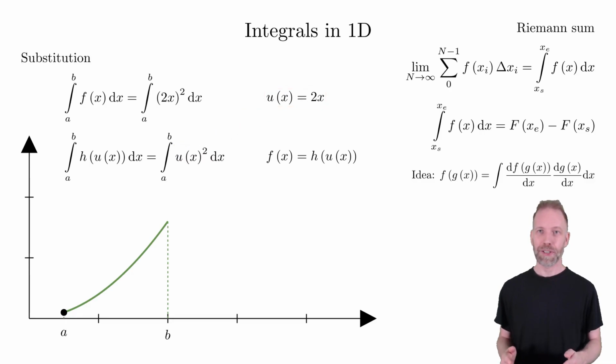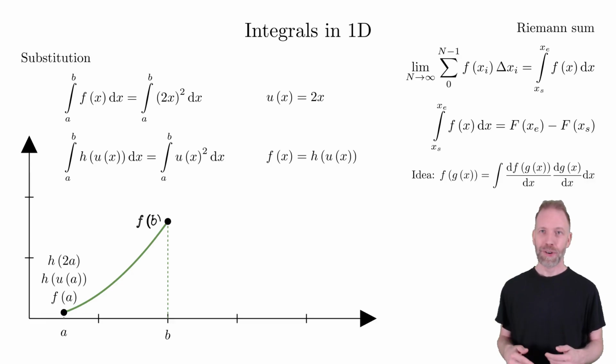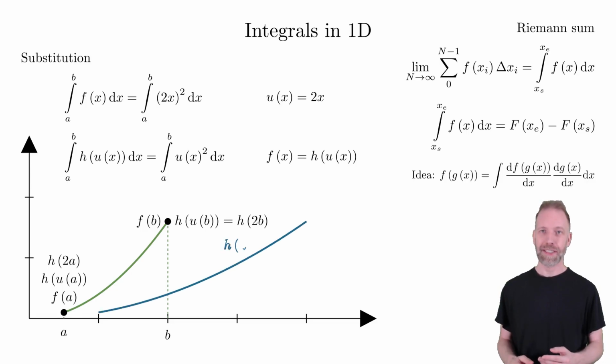Let us call the start point f of a. This should also be h of u of a. And since u of a is 2a, we can write it as h of 2a. The endpoint is f of b, or h of u of b, which is h of 2b. We can now plot the function h of u. Its start point is 2a and the end point is 2b. This means that h of u is scaled with the factor 2 in the x-axis direction, while it has the same value on the y-axis.